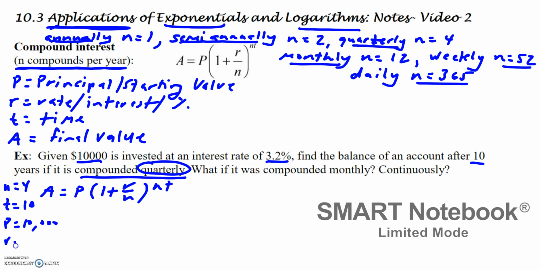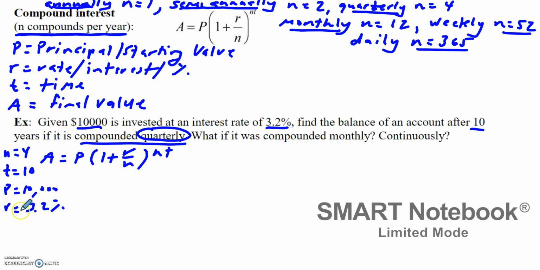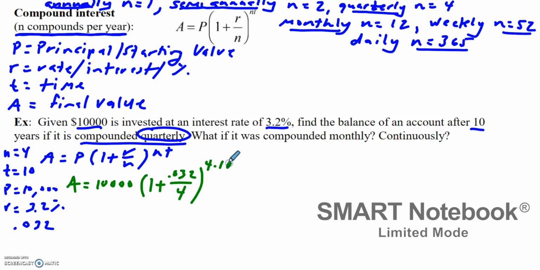And my rate is given to me as 3.2%, but as a number, you move the decimal over twice to the left. That's really 0.032. So if I plug these values into the equation, you would have A equals $10,000 times 1 plus 0.032 is my rate, divided by 4 times a year, raised to the 4 times 10 power, which is really 10,000 times 1 plus 0.032 over 4 raised to the 40th power.